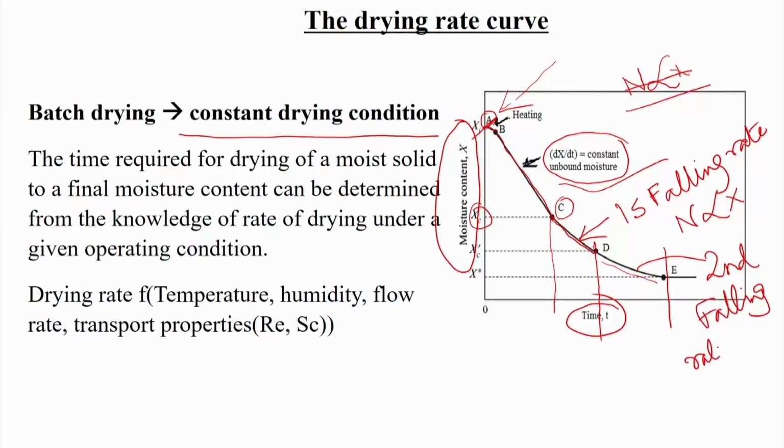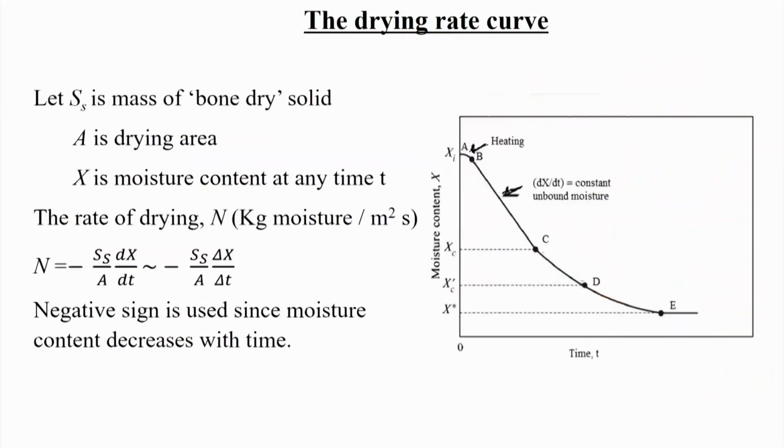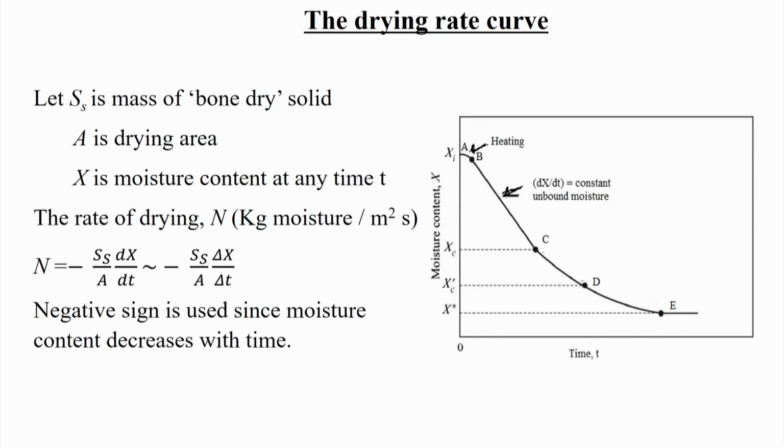So, in the second falling rate period, n is proportional to x squared in most cases, because at that time the moisture content becomes very low, and that is why the rate is proportional to x squared. But for the constant drying rate period, n is actually equal to n c, not proportional to x. Okay. Now, let S s be the mass of the bone dry solid, meaning the amount of only dry solid, and A is the drying area, that is, the top surface.